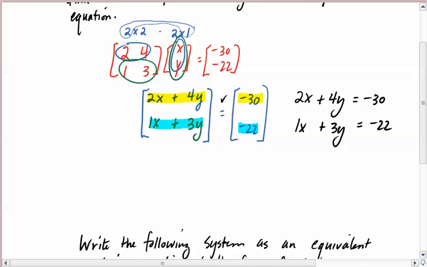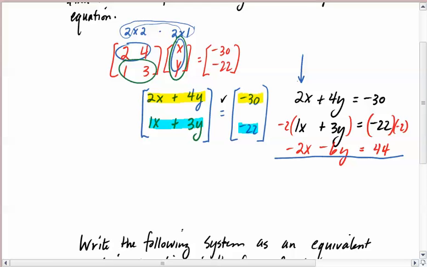So anyway, let's take a look. I'm going to multiply this by negative 2. And that's going to give me negative 2x minus 6y is equal to 44. Alright, so let me go ahead and eliminate one of the columns, which would be this column here. This column here would be negative 2y. And I'm going to add this column here. So I get, is that a positive 14? So I'm going to divide by negative 2, and I get negative 7.